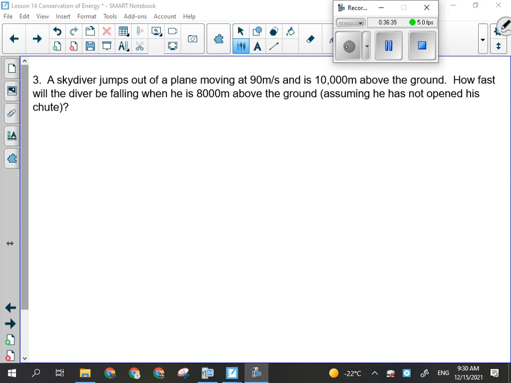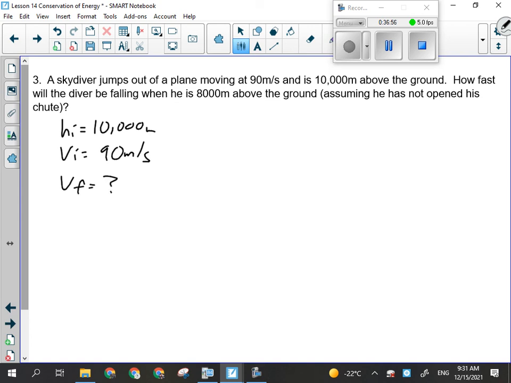All right, so if a person jumps out of a perfectly good aircraft, they will be at 10,000 meters, so that's my initial height, moving at an initial speed of 90 meters per second. And we want to figure out how fast they're going when they are 8,000 meters above the ground. So it's basically the same thing. It's all patterned. We just have to be able to figure out what it is we're solving for.